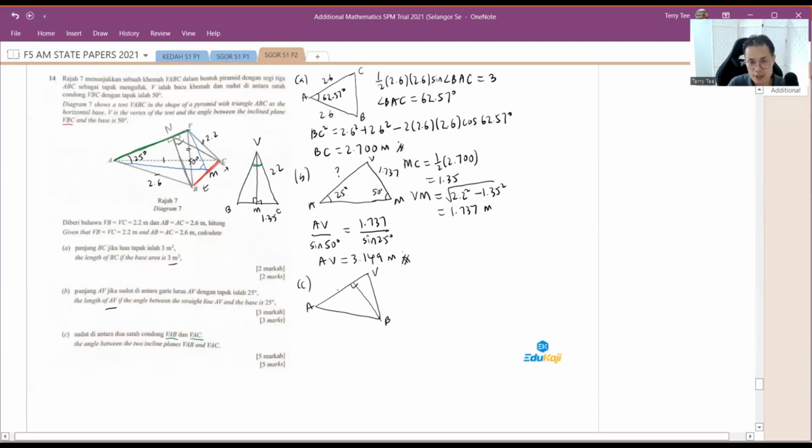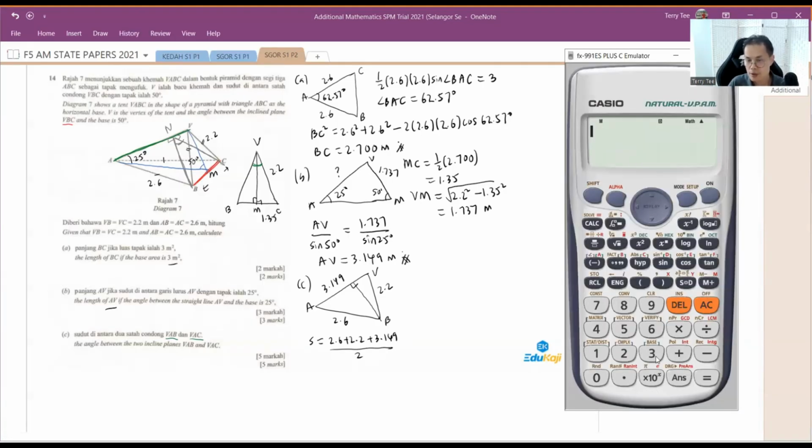Now let's just use the area. Since I know AV is 3.149, I know AB is 2.6, and I know VB is 2.2, I'm going to use Heron's law. S equals 2.6 plus 2.2 plus 3.149, divided by 2. This is your semi-perimeter. Whatever I get, divided by 2, equals 3.975. You can use 3.975, up to you, or more decimal points.